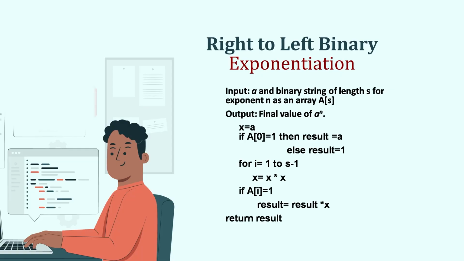However, squaring is going to take place every time. But if ai equals 1, only then we will be multiplying it to the result. Otherwise, it is going to be multiplied with 1. That means result multiplied by x, and then you are just returning the result after your for loop is over. Alright, so this is the basic algorithm.